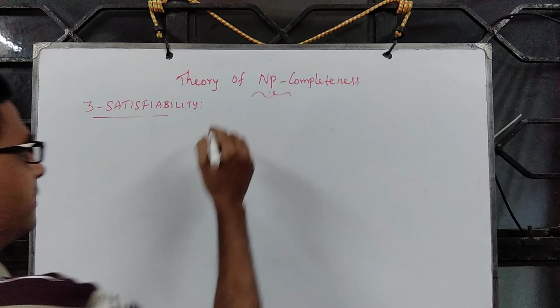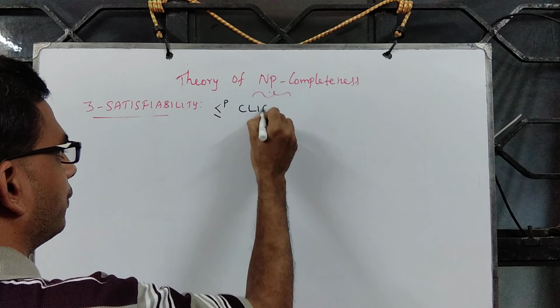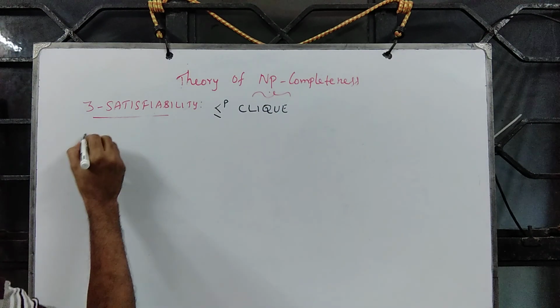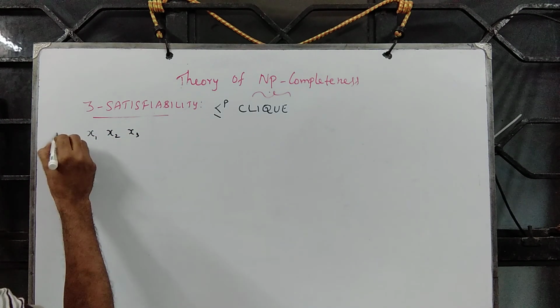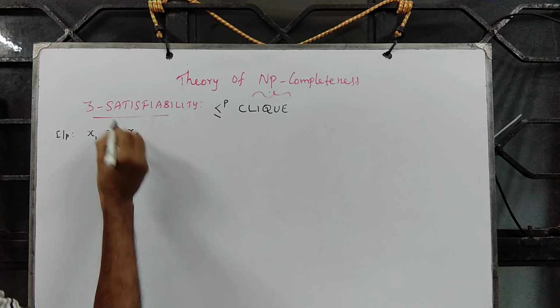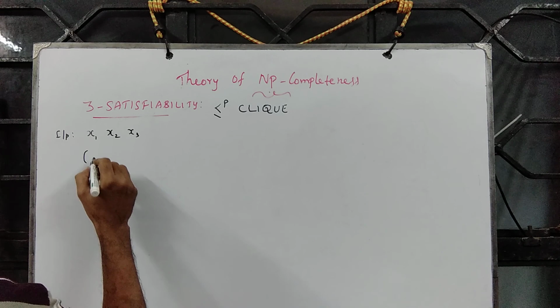So here is a reduction from 3 satisfiability to the clique problem. So we want to reduce an instance of the satisfiability problem to an instance of the clique problem.